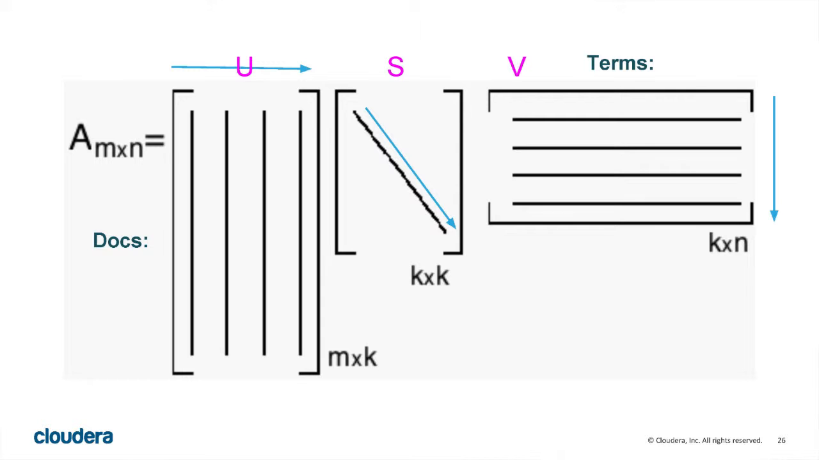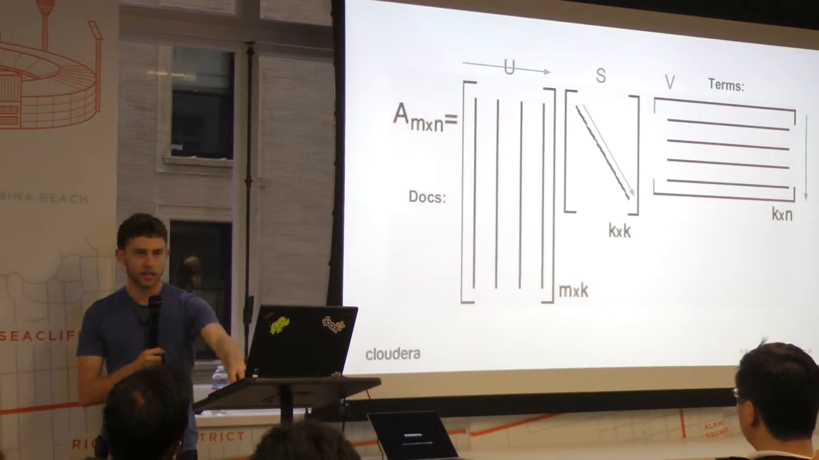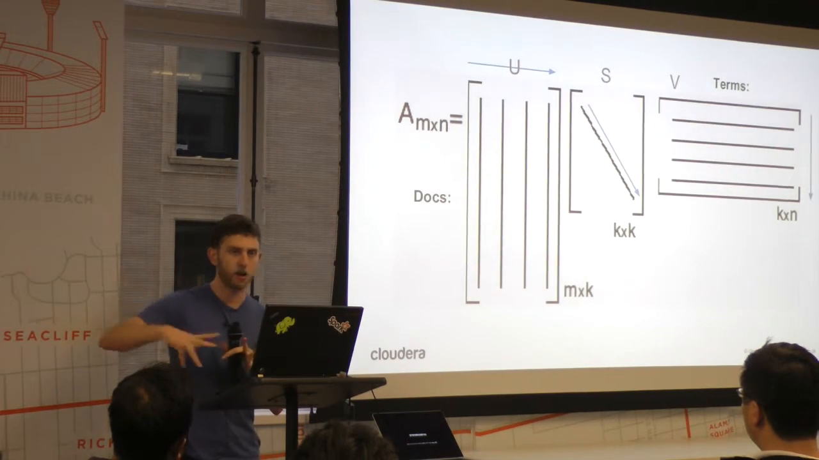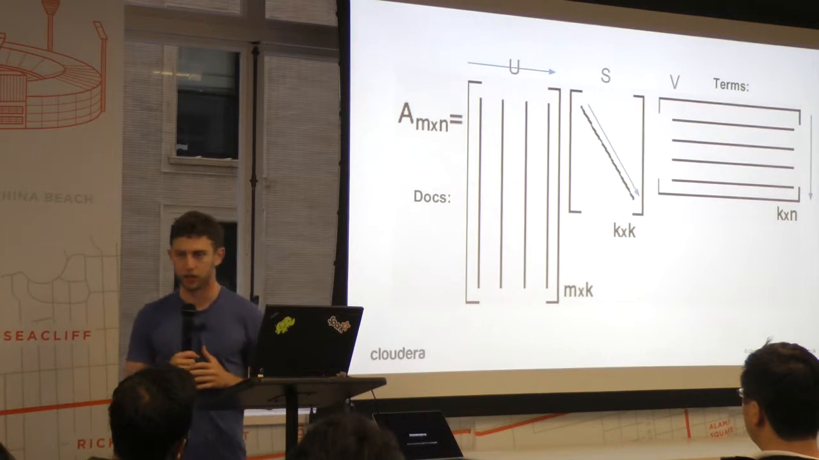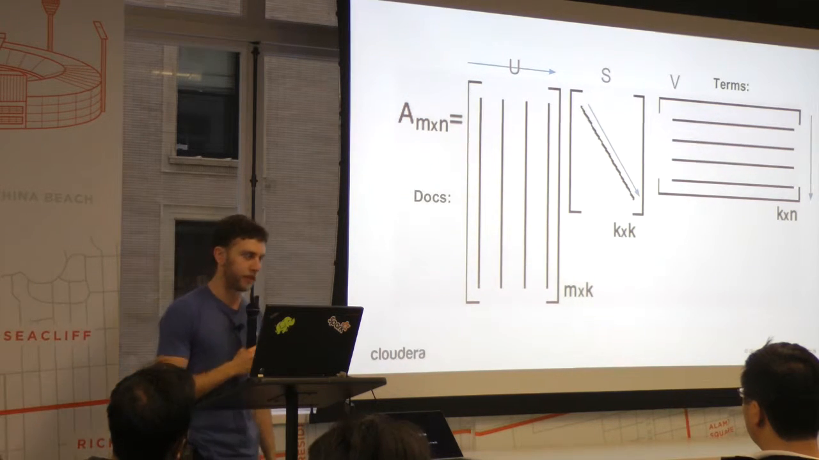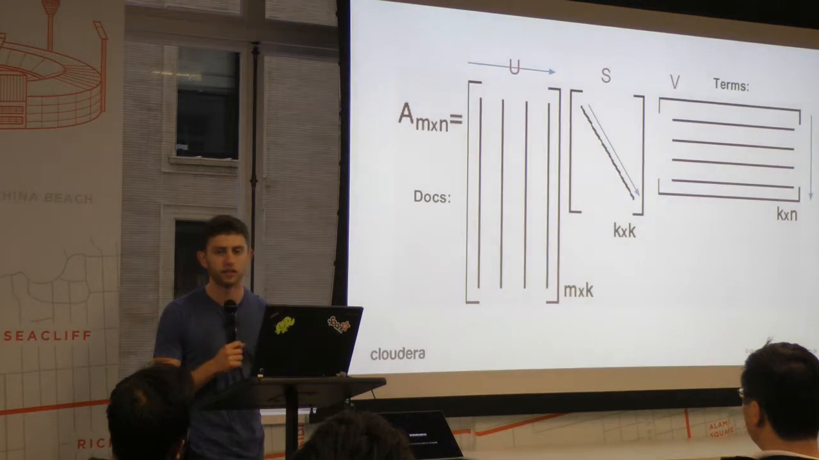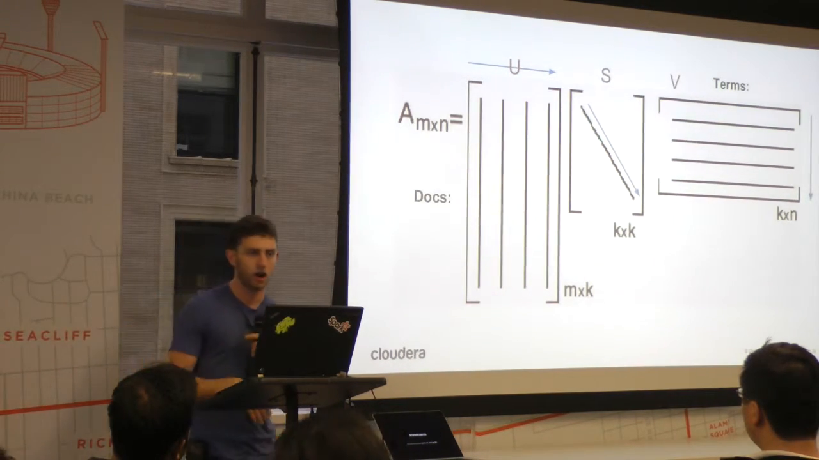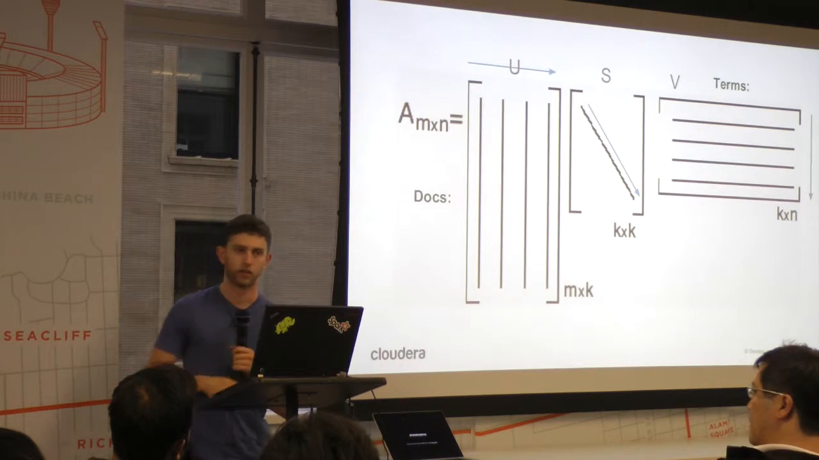Let's go back here. One way to think about this is in terms of concepts. Given our enormous data set with 50,000 terms and 5 million documents, we want to decompose it into k concepts that we think are useful enough to represent it.